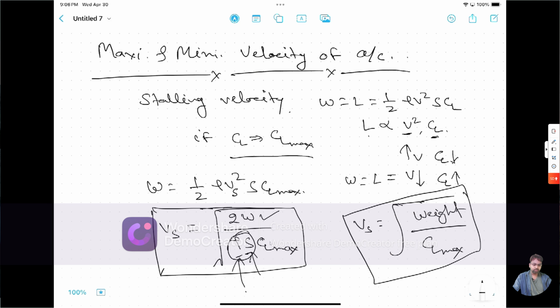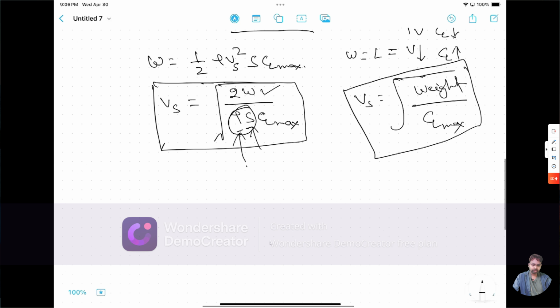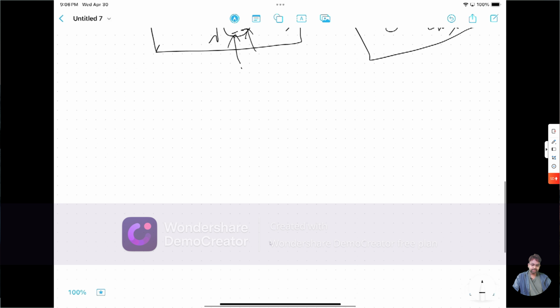So now we'll go to another page. So we can say here Vs is the aerodynamic characteristic, because this is defined by the aerodynamics of the aircraft. Now we will talk about what can be the minimum velocity.